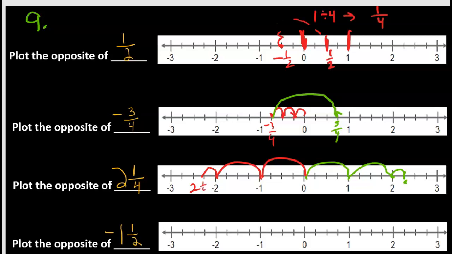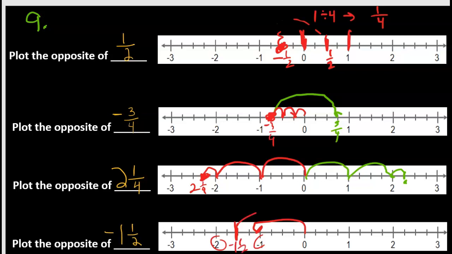2 and 1/4. I'm going to plot these points here. Make sure you know where they go. And the first one is up here. And here we go, negative 1/2. What's the opposite of it though? First, let's find negative 1/2. Here's negative 1. And halfway here, between negative 1 and negative 2, is right here. And so there's negative 1/2.